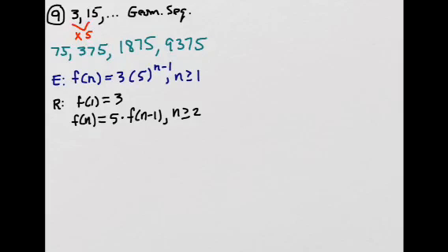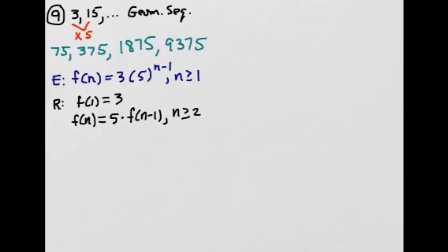Okay, so for number 9, they're asking you for the next 4 terms, the common ratio, and both the explicit and the recursive rules for the sequence. So I start off with the ratio. Right here, to go from 3 to 15, you do times 5. So I multiplied 15 by 5 and just continued that, and I got these numbers.